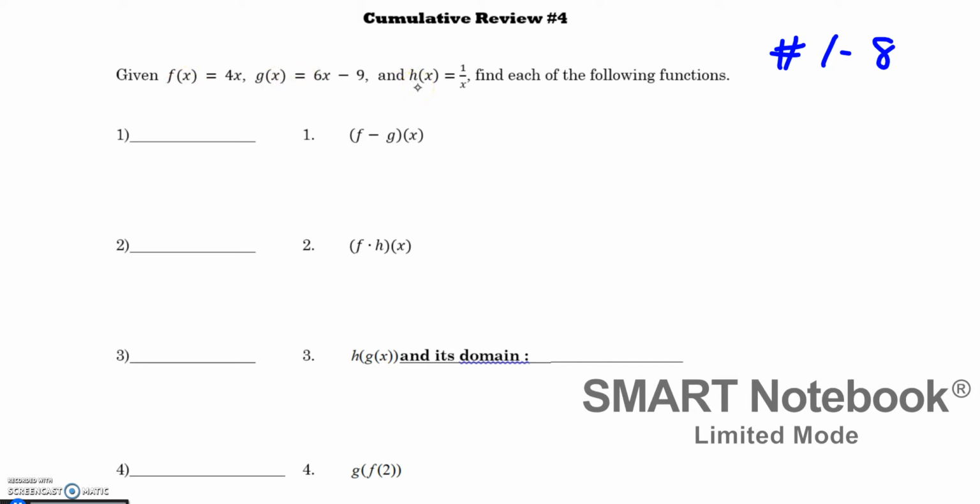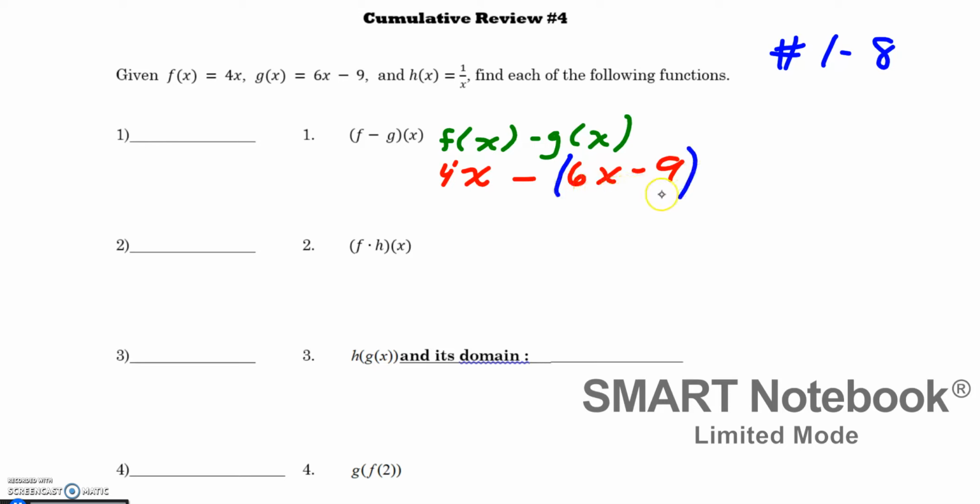Given these three functions, f of x, g of x, and h of x, find each of the following functions. And number one is asking you to subtract the f function and the g function. This has been tested before, so I want to point out what I noticed on the last test. If you take the f function, 4x, and subtract the g function, 6x minus 9, what I have written here is not completely correct because you are subtracting the entire function, 6x minus 9.